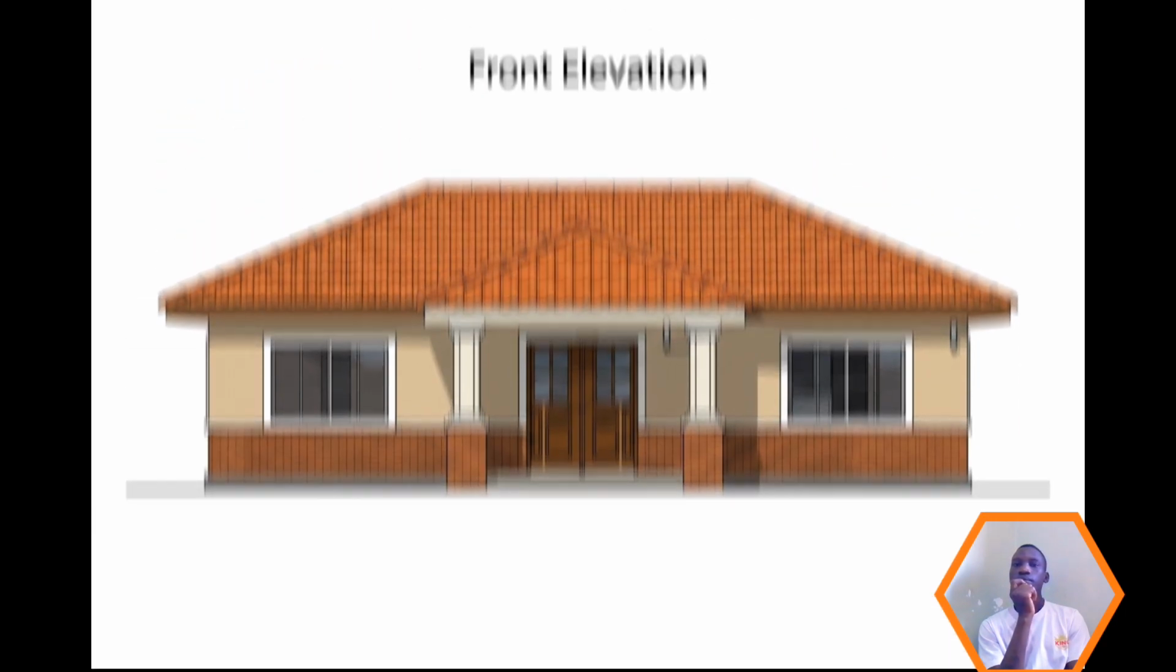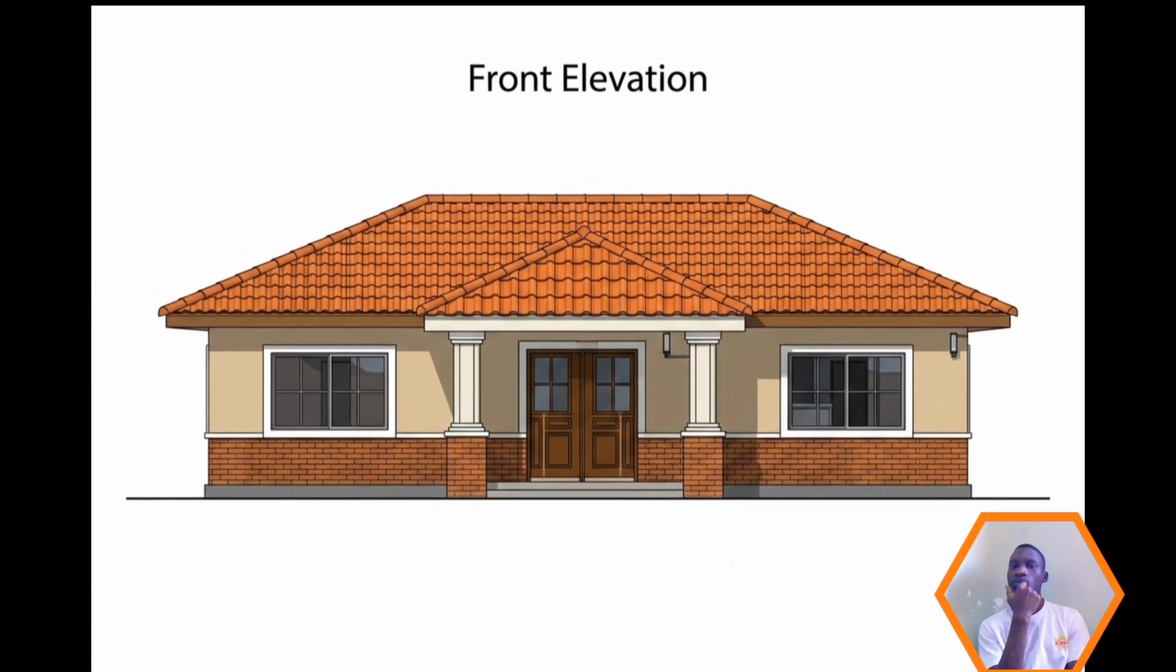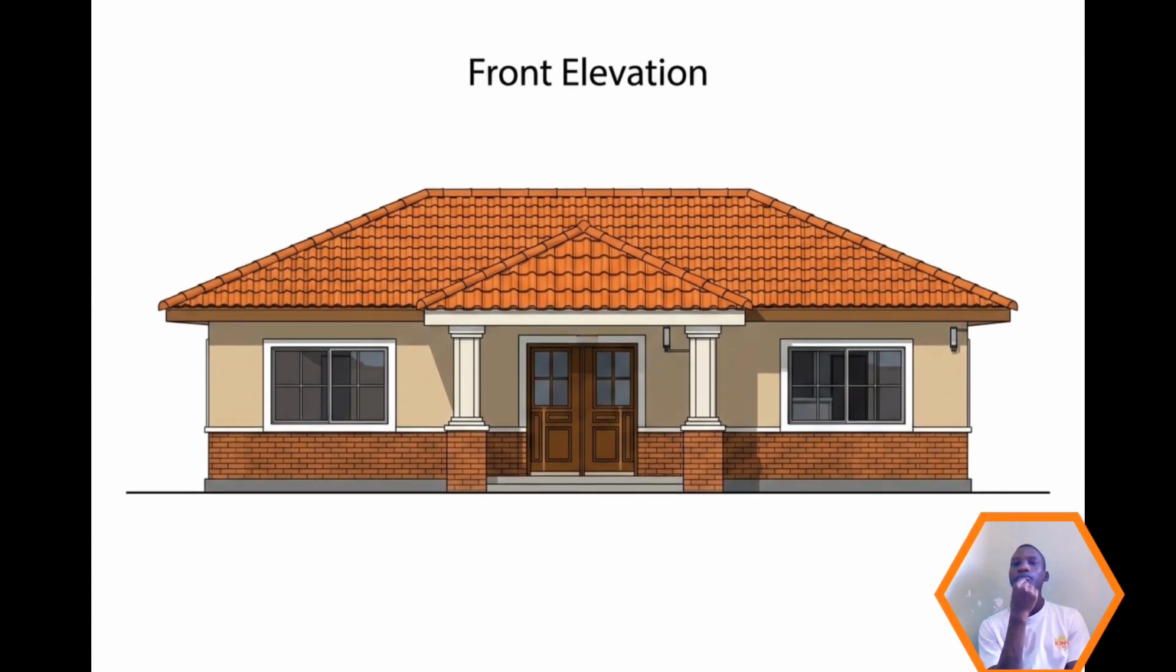So the next thing, we're going to look at the front elevation. As I told you in the previous videos, a front elevation is the diagram obtained when you observe the building directly perpendicular, or at an angle of 90 degrees. So that's what a front elevation is about, just like what you see on the screen. That's a front elevation.